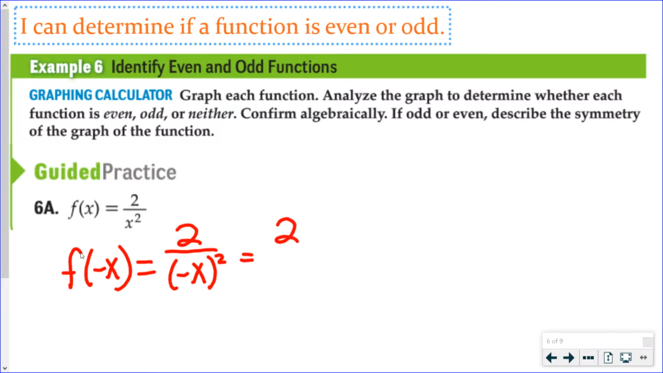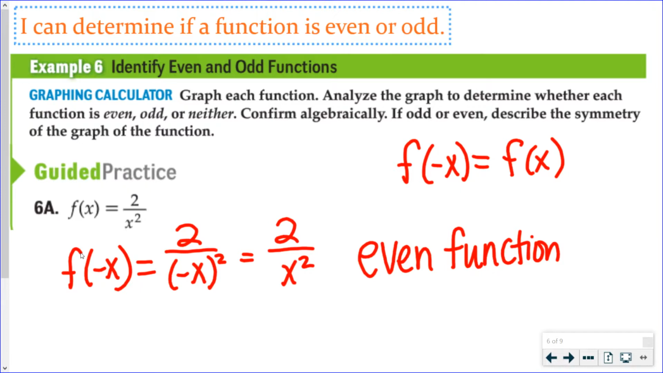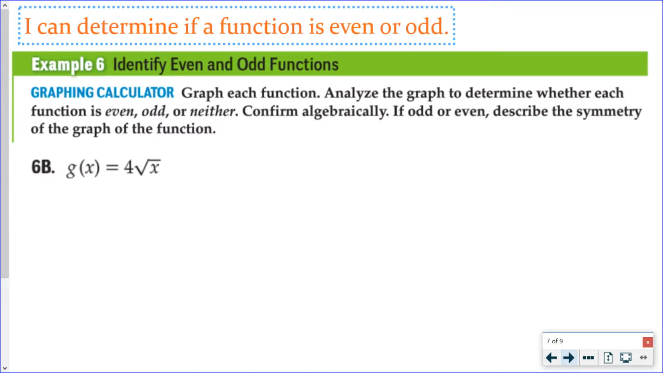So I've got 2 on the top. On the bottom, I've got negative x times negative x. That's a positive x squared. So if f of negative x spits out the original function f of x, then we know this is an even function. So this is an example of an even function. When you put in negative x, if it spits back out the original function, then you have an even function. So let's look at our next example.